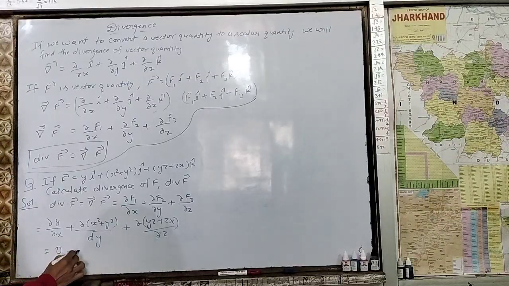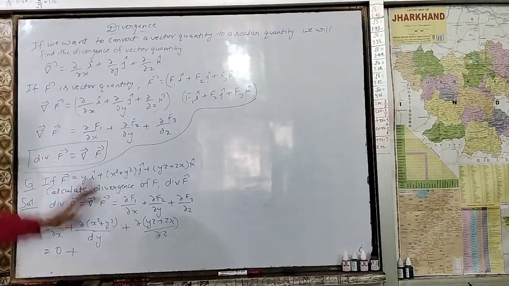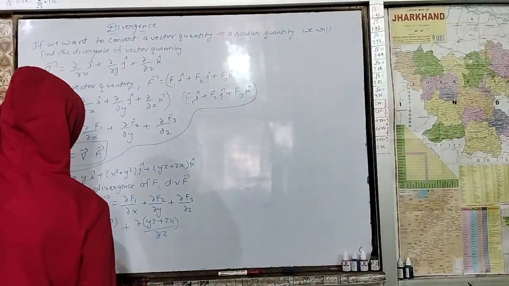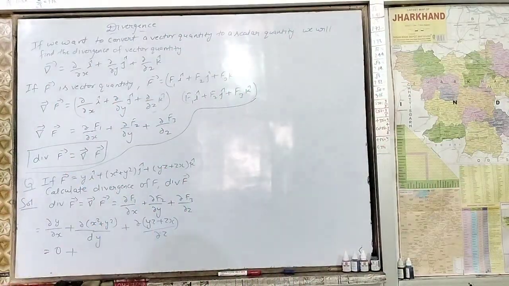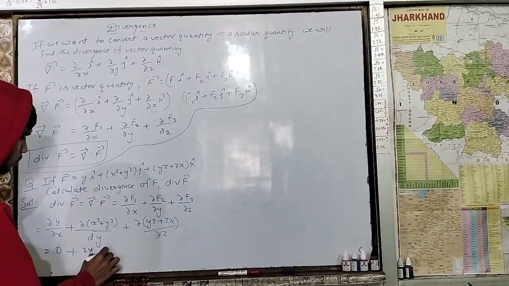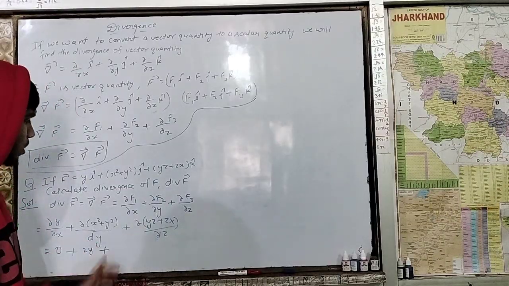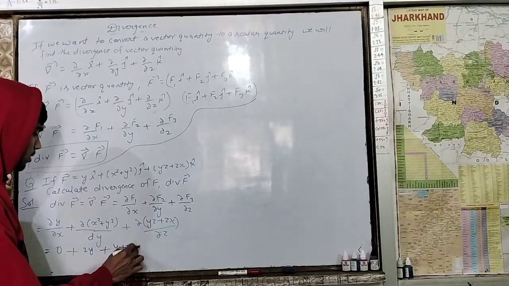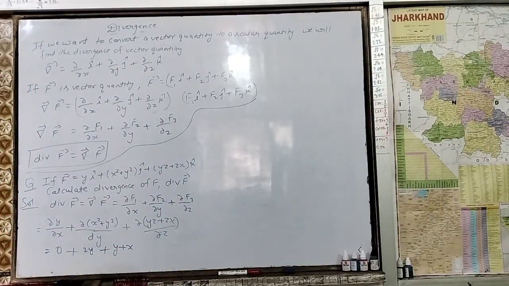Okay, 0 plus the partial derivative of x square with respect to y will again become 0. But the partial differentiation of y square with respect to y will become 2y. I think x square should stay as it is. Okay, we will check. So over here, this will become y, and this will become x. Am I correct? This is our answer.